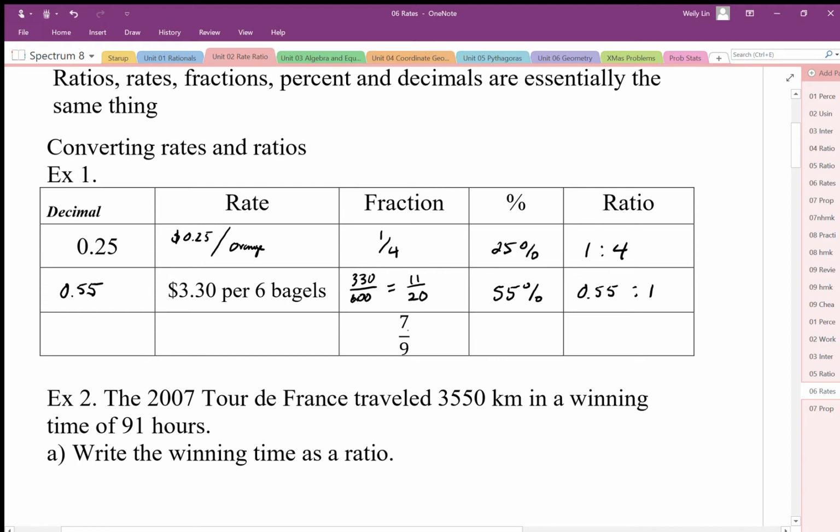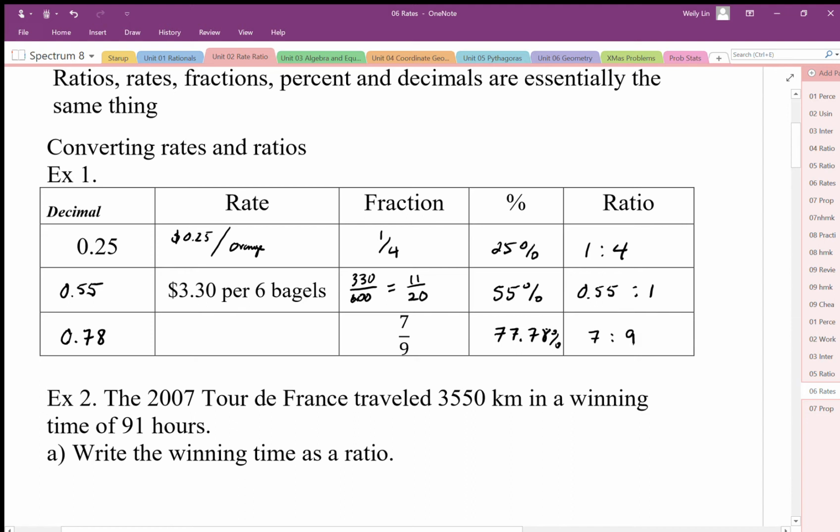So here, the fraction, we can write this as a percentage. Actually, let's convert that to decimal first. When we divide, we're going to get 0.77 repeating. So I'm going to round that to 0.78. Okay, convert that to percentage, 77. I'm going to use a couple decimals here, so it's 0.78%. As a ratio, we can just keep the same ratio as a fraction.